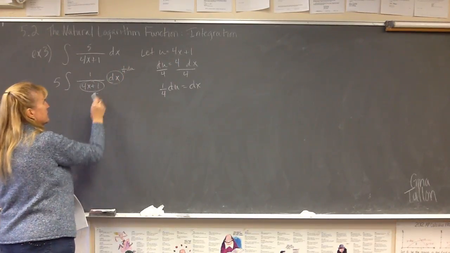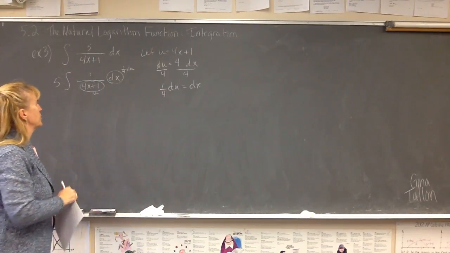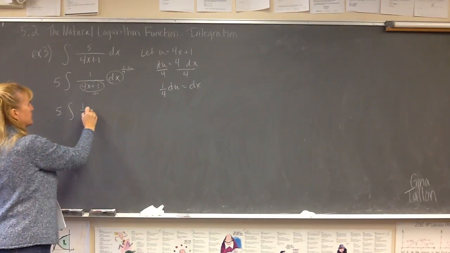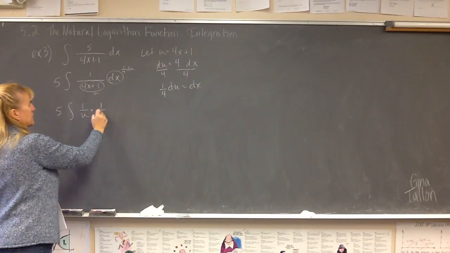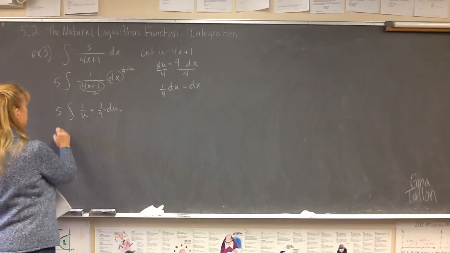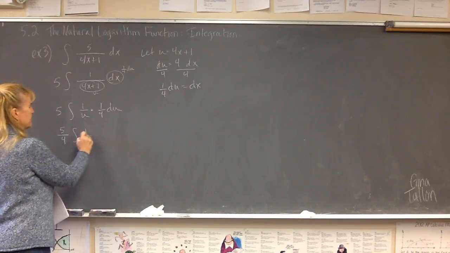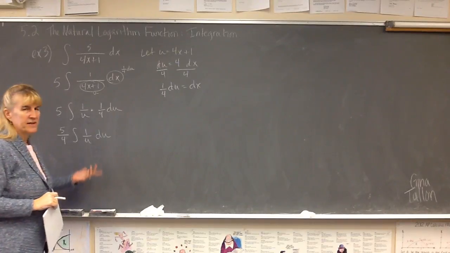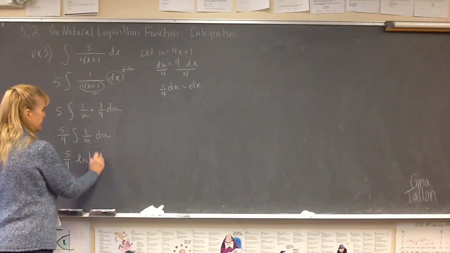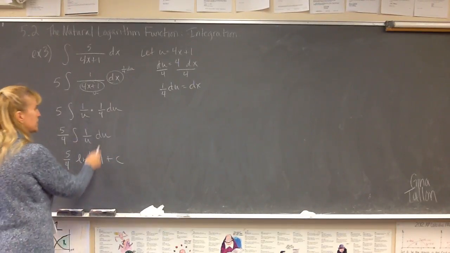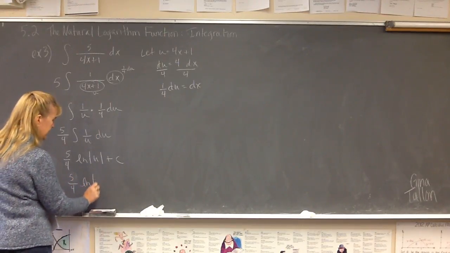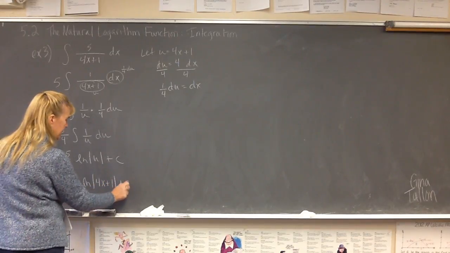I have my denominator as my u. And I can rewrite this whole entire problem in terms of u now. This is 5 times the integral of 1 over u multiplied by 1/4 du. And I don't need that 1/4 sitting there, so I'm going to move that to the outside to join the 5. It'll be 5/4 times the integral of 1 over u du, which is back to my theorem 5.5. I'm just going to go ahead and call that natural log of the absolute value of u plus c. Bring my u back into play, which was 4x plus 1. So 5/4 times the natural log of the absolute value of 4x plus 1 plus c.